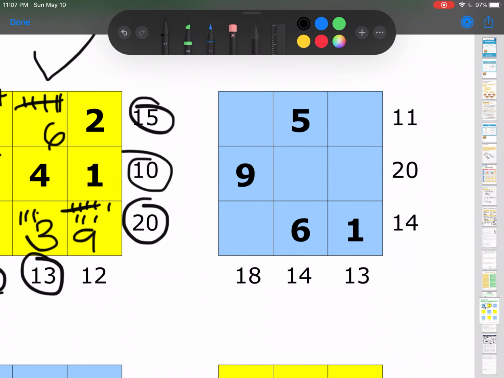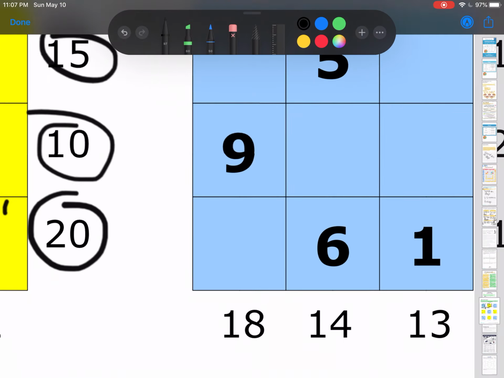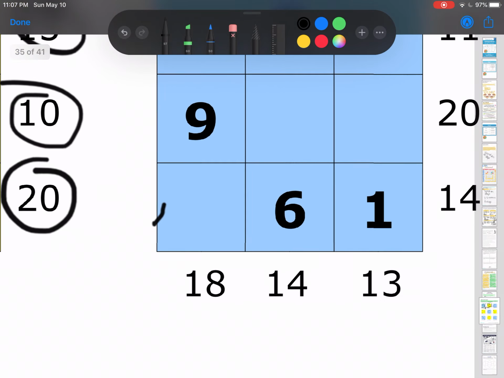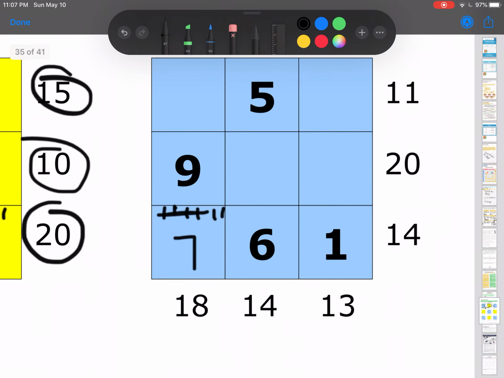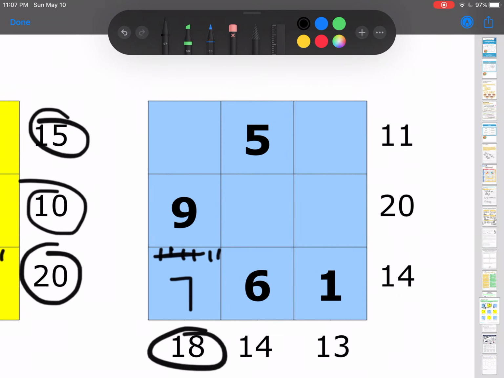Alright, 6 plus 1, that's 7. I need to get to 14, so 7, 8, 9, 10, 11, 12, 13, 14. That is 7 in this box. 9 plus 7, that's 16. I need to get to 18. So 16, 17, 18. Put 2 here.